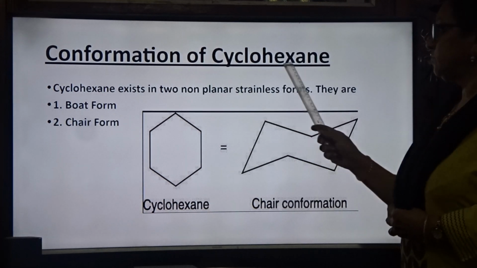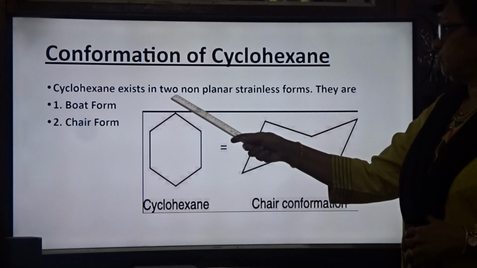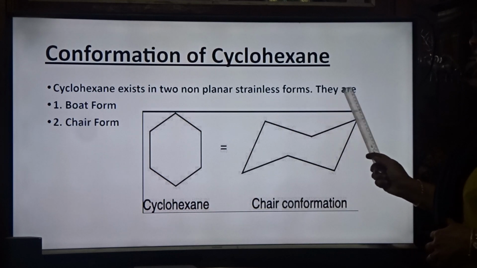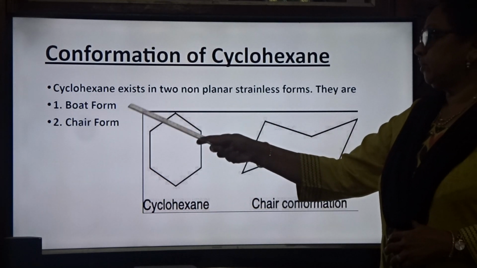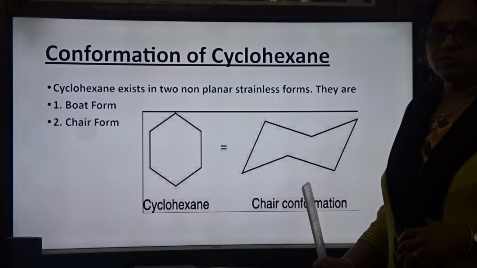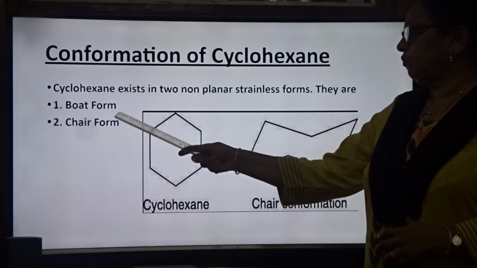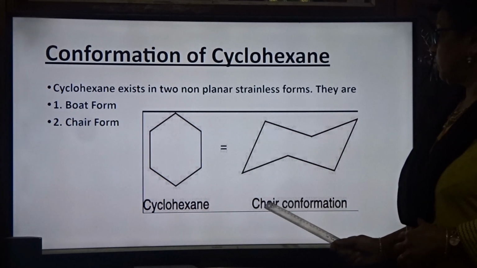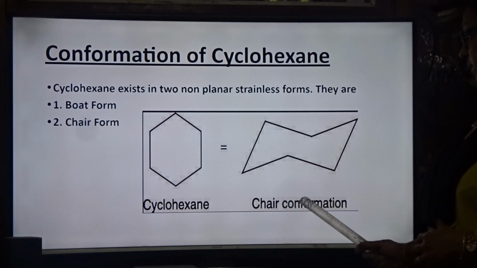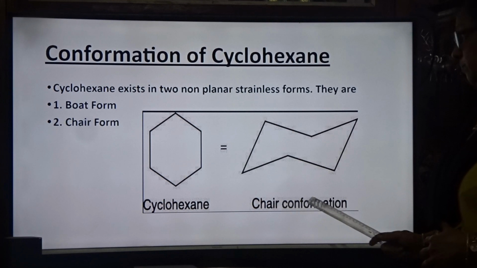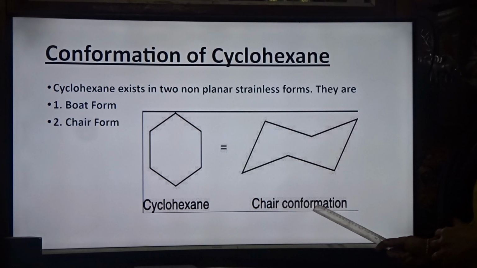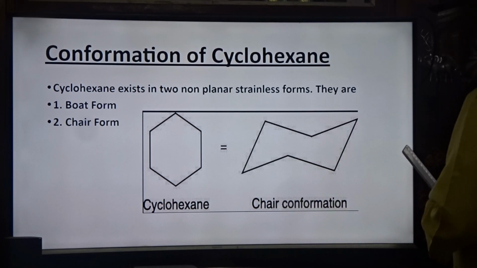Now, conformation of cyclohexane. Cyclohexane exists in two non-planar strainless forms. They are boat form and chair form. So while discussing the conformation of cyclohexane, we see that it exists in two forms, boat form and chair form. This is the chair form of cyclohexane. This is the chair conformation of cyclohexane.